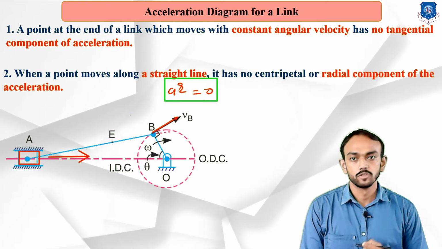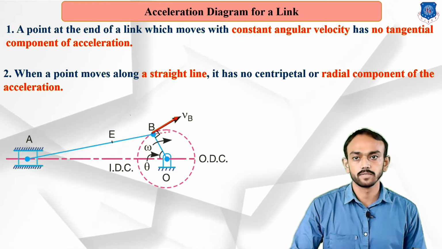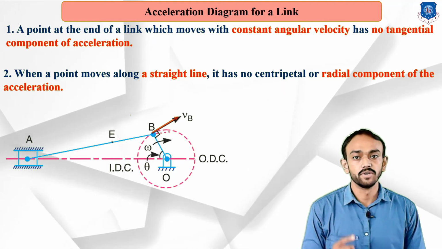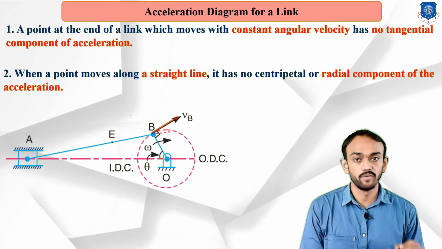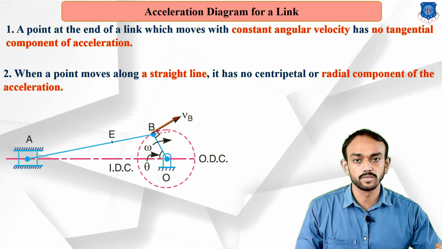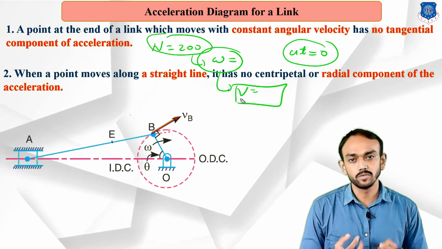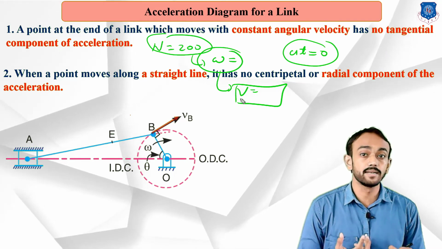So these are the two very important points, and all should remember this. First is when the crank has uniform velocity. What is the meaning of uniform velocity? Alpha will be 0. Some students may think, sir, the velocity is constant, so why do we take the acceleration?